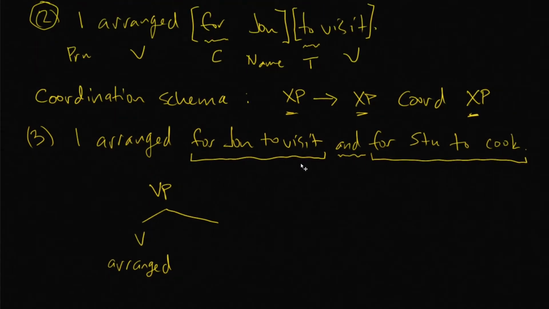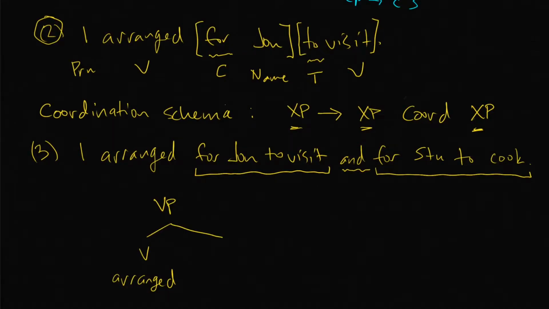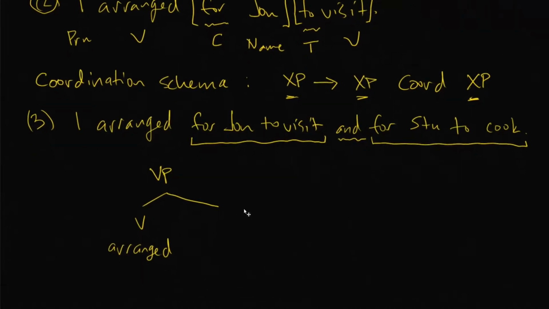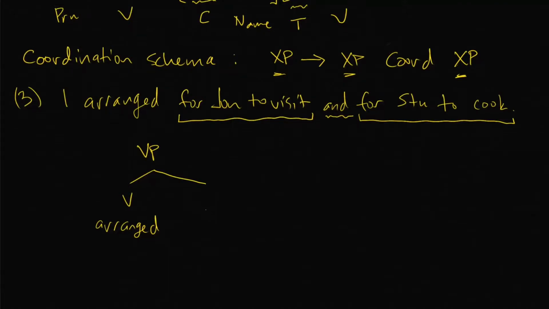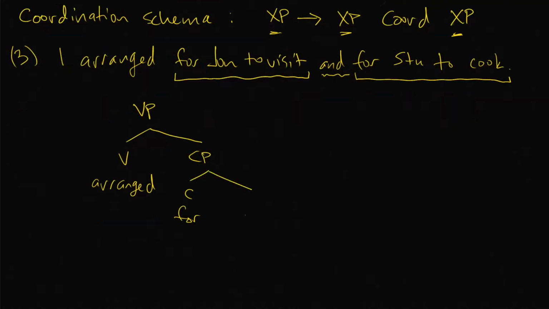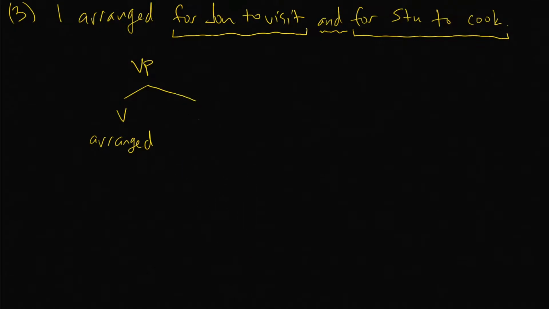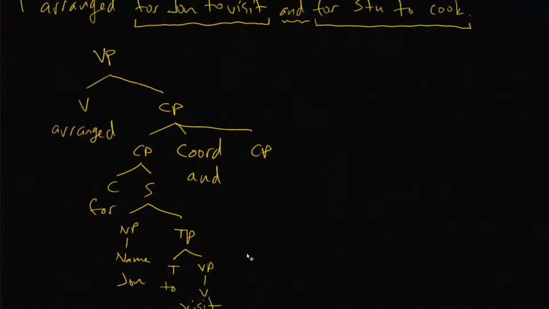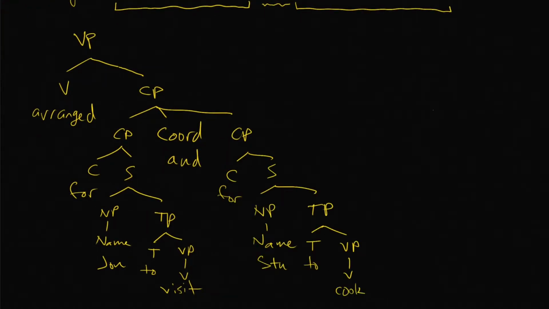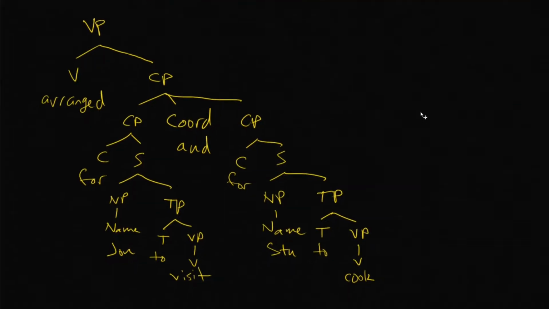Now I suggested up here that "for" is a complementizer and "to" is a T, and that would allow us to think of all this stuff as a CP, a complementizer phrase. Again, this syntactic analysis would allow for John to visit to all be a constituent. This would allow us to coordinate that stuff. So we would have a CP coordinated with another CP. So let's adopt this analysis because it allows us to capture that fact.